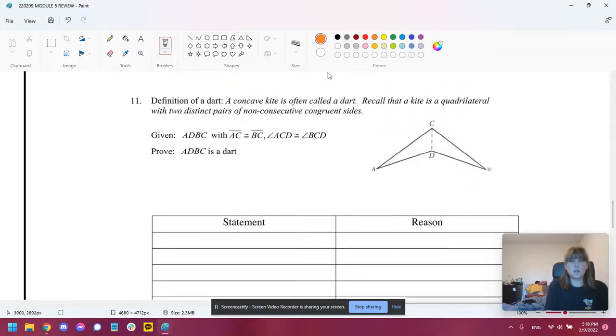Okay, definition of a dart is a concave kite. Recall that a kite is a quadrilateral with two distinct pairs of consecutive congruent sides. So in order to show that ABCD is a dart, we have to show that AC is equal to BC and that AD is equal to DB.